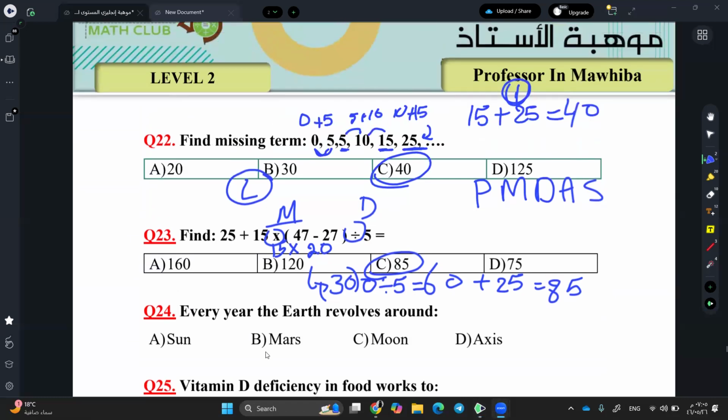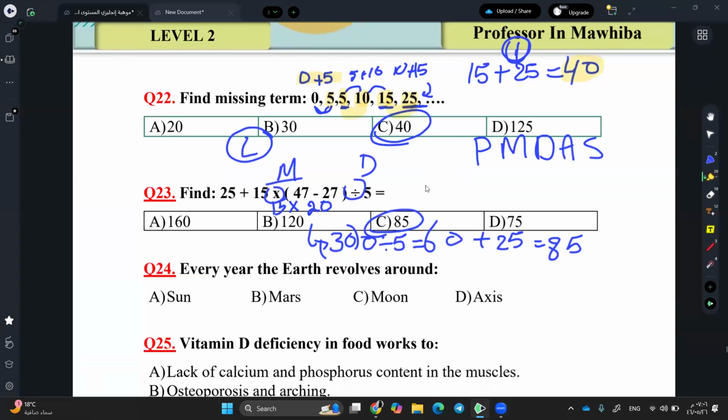Okay, again, for question number 22, find the missing term here. So you have 0 and 5. First, 0 plus 5 equals 5. And then 5 plus 5 equals what? 10, right? And then 5 plus 10 equals 15. Then 10 plus 15 equals 25. Then 15 plus 25 is going to equal 40. Okay, so the number is added with the number before.